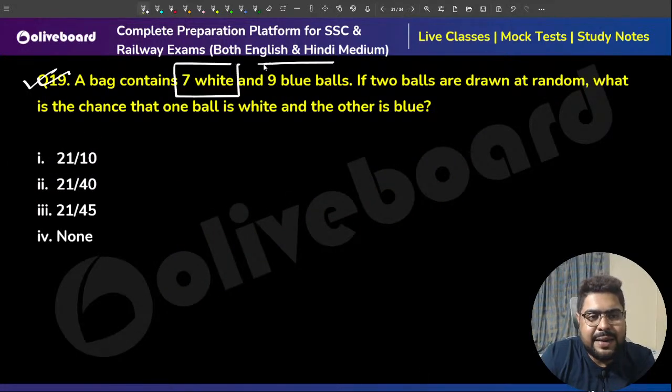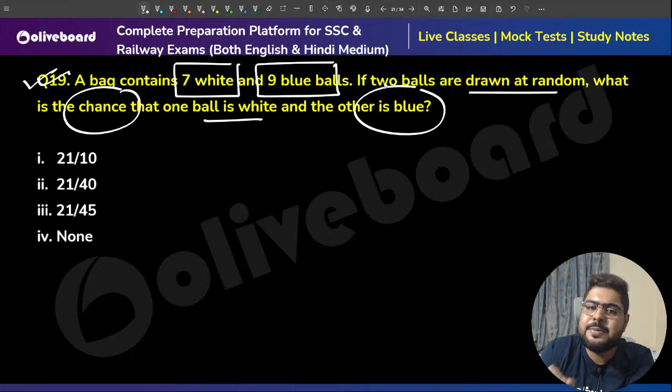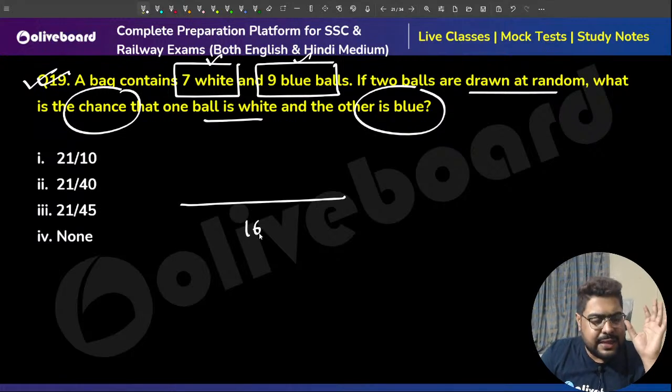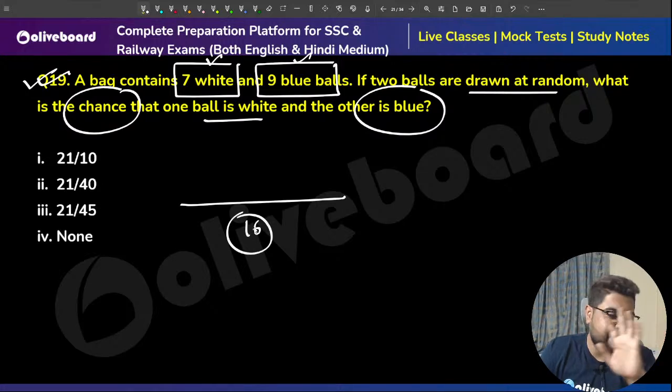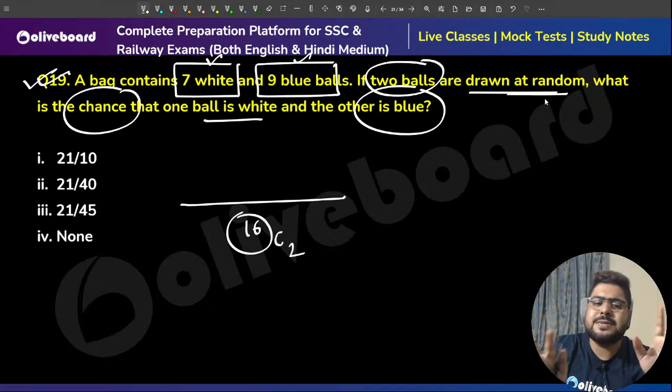So next one's a probability question. 7 white, 9 blue. 2 balls are drawn at random. What is the chance that one ball is white and the other is blue? Total 7 balls and 9 balls, total is 16 balls. Probability is whatever we need by total. Now I need to pick 2 balls at random from the total of 16 balls. If you know the C concept, that is 16 C2.